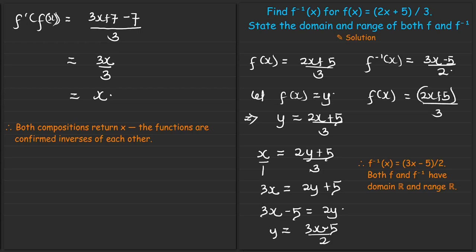So we can therefore conclude that what? Therefore, the inverse of the function is 3x minus 5 over 2. Then both the function and its inverse have a range of R and a domain of R. As simple as that.